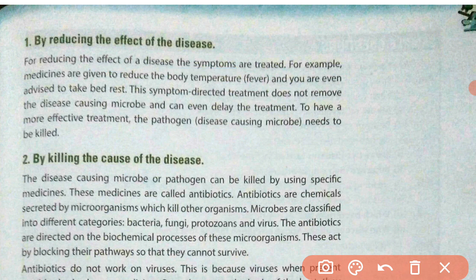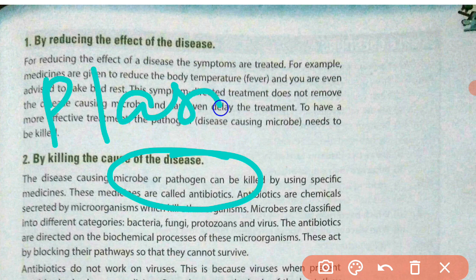The second method is by killing the cause of the disease. This is the permanent treatment. Here we focus on the pathogens, microbes. We focus on the pathogens and microbes. So suppose the malaria disease is caused by Plasmodium.